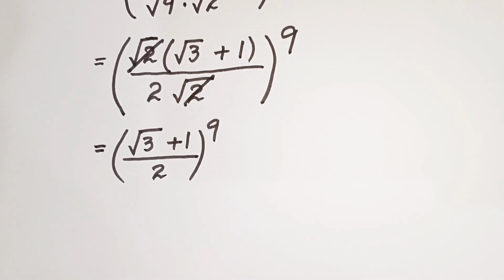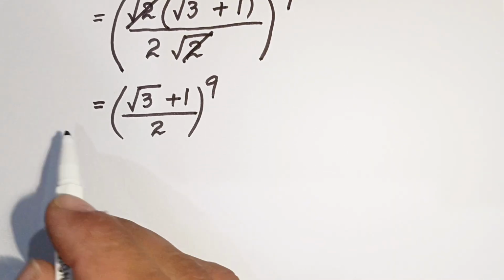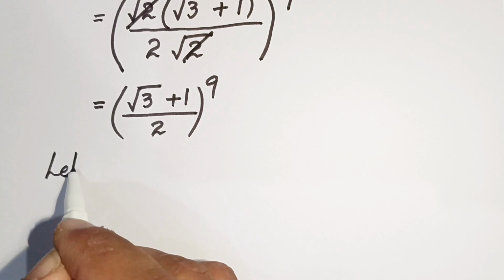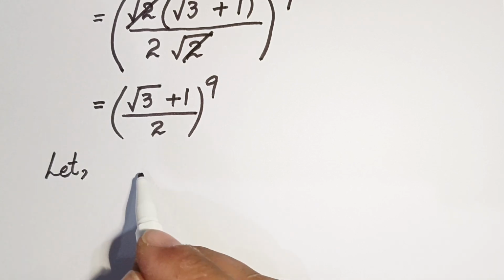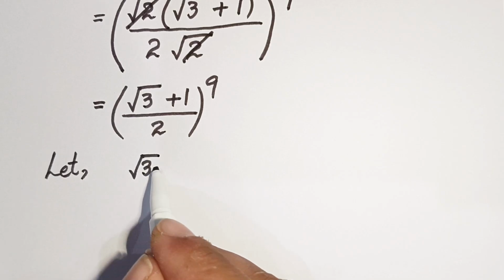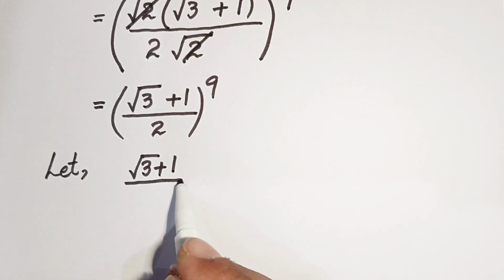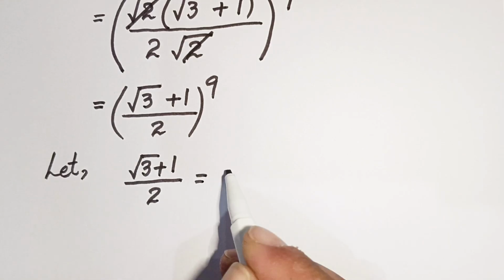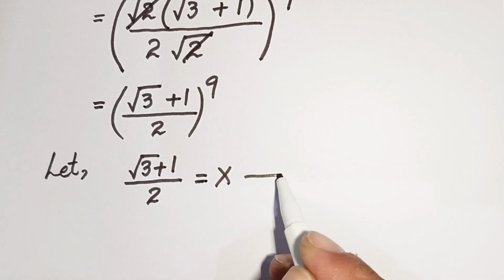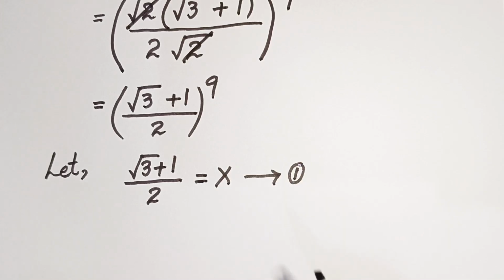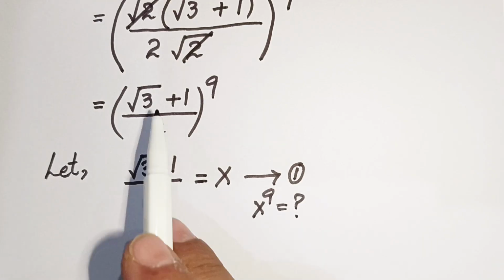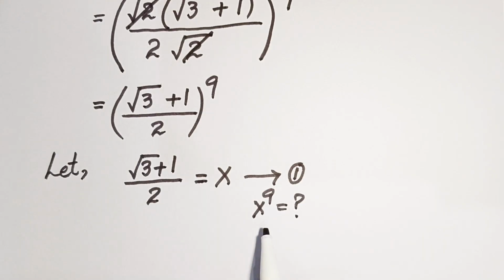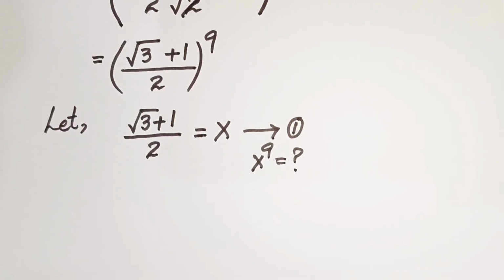Now let us suppose that (square root of 3 plus 1) all over 2 is equal to x. So it is our equation 1. Now we have to find out the value of x to the power 9, because if it is equal to x, then we have x whole to the power 9. So we have to find the value of x to the power 9.